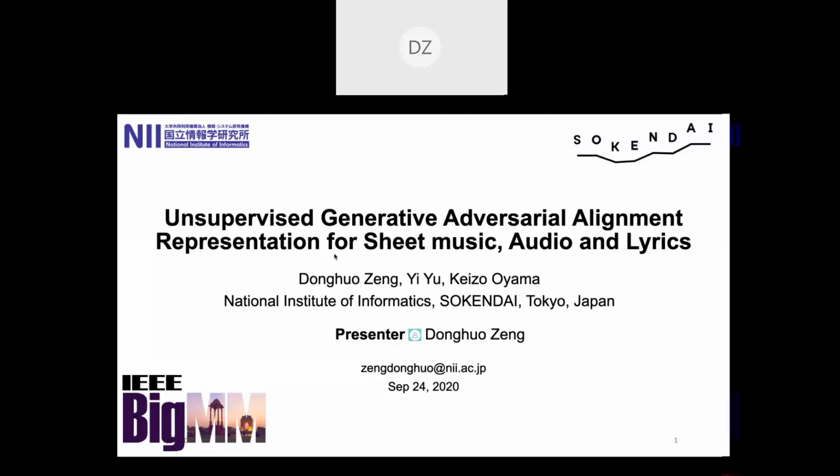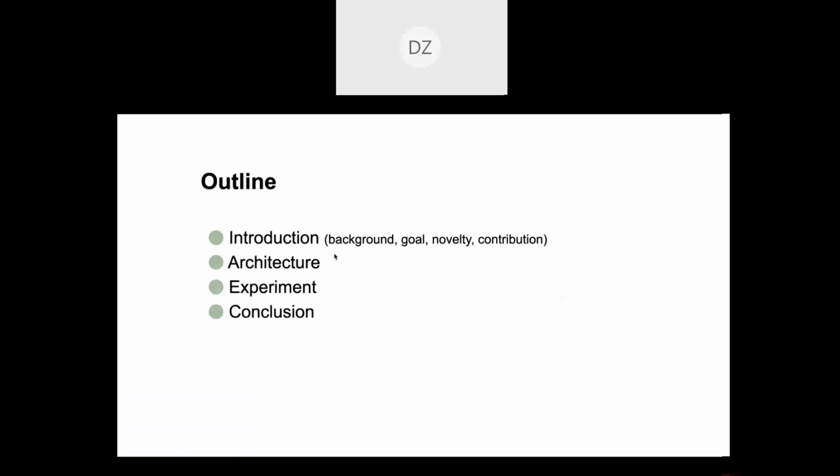Good afternoon, everyone. My name is Dong Zhen. Glad to be here to introduce my work, the unsupervised generative adversarial alignment representation for sheet music, audio, and lyrics. So this is the outline of this presentation. Firstly, I will show the introduction, which includes the background, the goal, and the novelty and the contributions. And then I will explain the architecture in detail, and then show the experiments and some results. Finally, I will make a conclusion of this presentation.